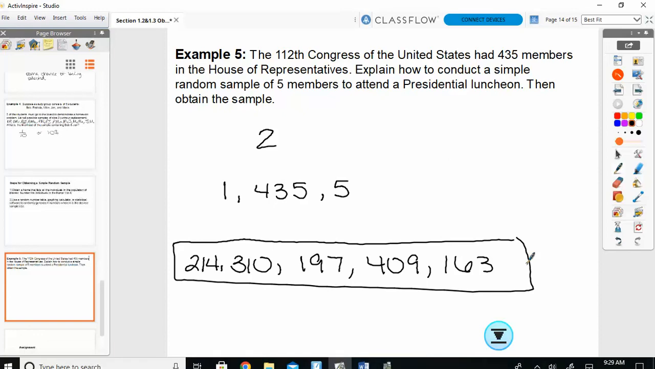Something that could potentially happen, you could get repeats. It's random. So I could get 214 again. Could you select the same person twice? No. So you would just throw that number out and get another one. Okay? Is that all right with everyone?